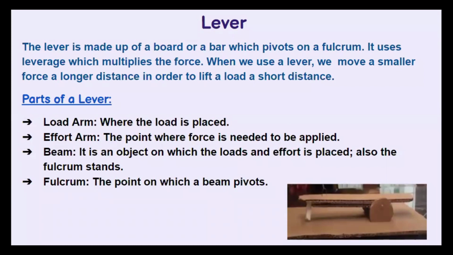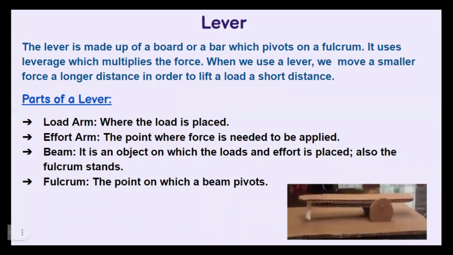When we use a lever, we move a smaller force a longer distance in order to lift a load a short distance. Now, there are mainly 4 parts of a lever. The first one is the load arm. That is one of the longest parts of a lever where the load is placed. Then there is the effort arm, the point where force is needed to be applied.